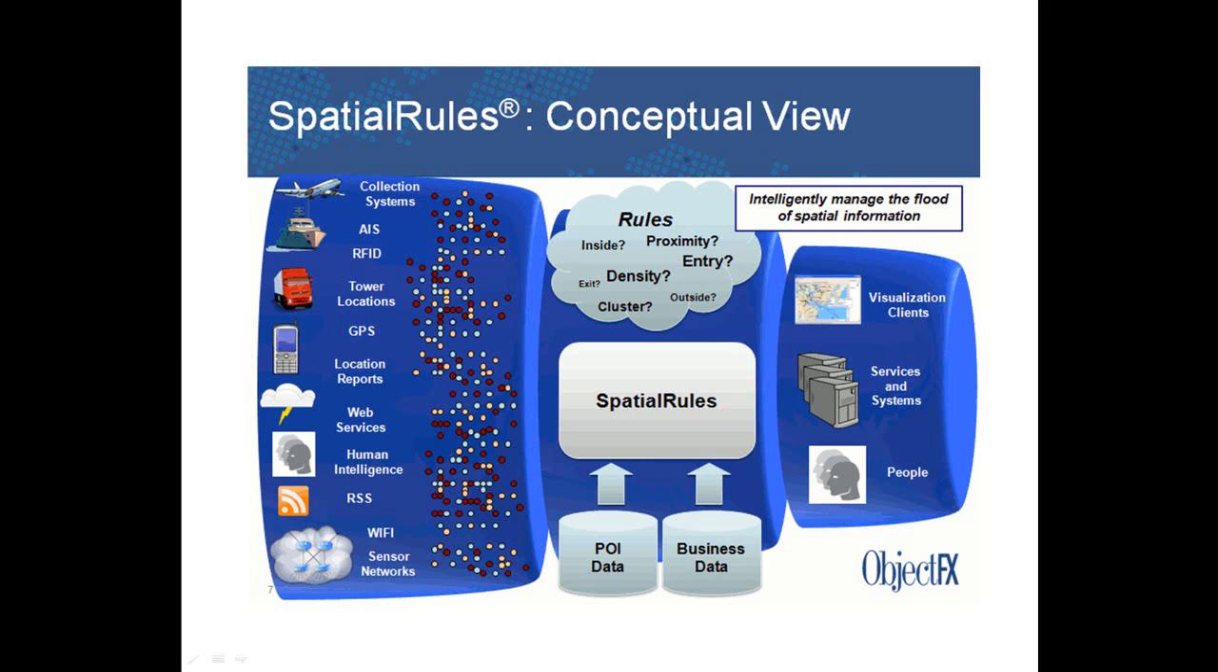Spatial Rules is designed to be highly flexible, performing analysis across multiple data sources including static to static, static to dynamic, and dynamic to dynamic, accepting multiple data input formats such as KML, GML, shapefiles, and GeoRSS, and integrating with existing or new viewing applications within any development environment, including Java, .NET, Python, Ruby, and others.